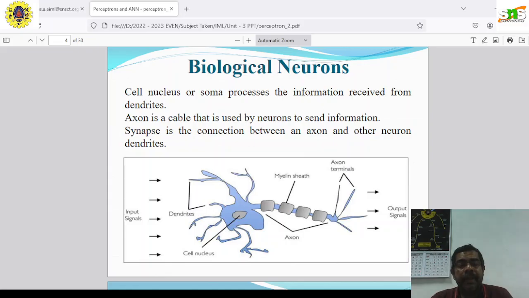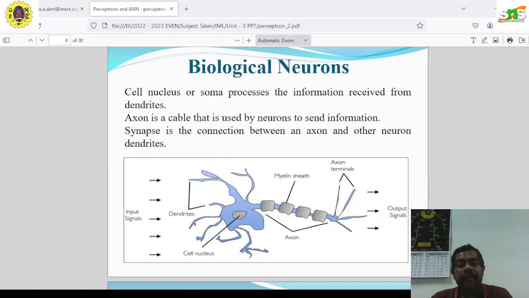We have the dendrites. These dendrites receive inputs from various kinds of organs, and each neuron has a cell nucleus. That is the main part of the real neuron, and we have the axon. The axon triggers certain activity, creating a signal and making communication with other neurons. It is a communication medium transmitting information from one neuron to another neuron.